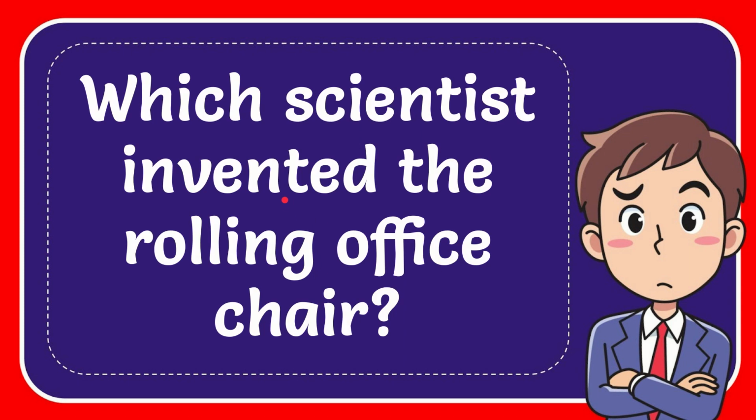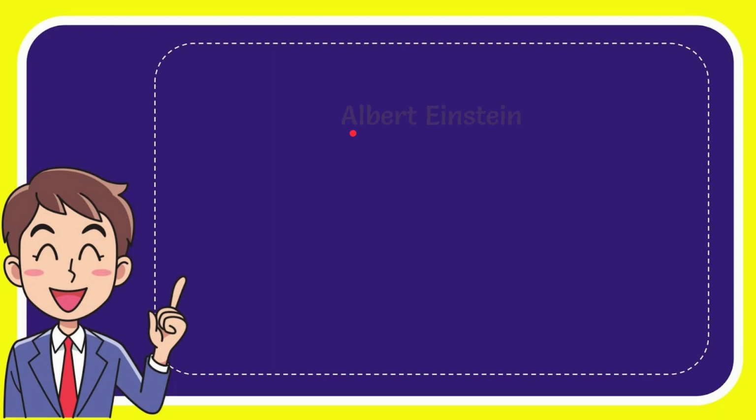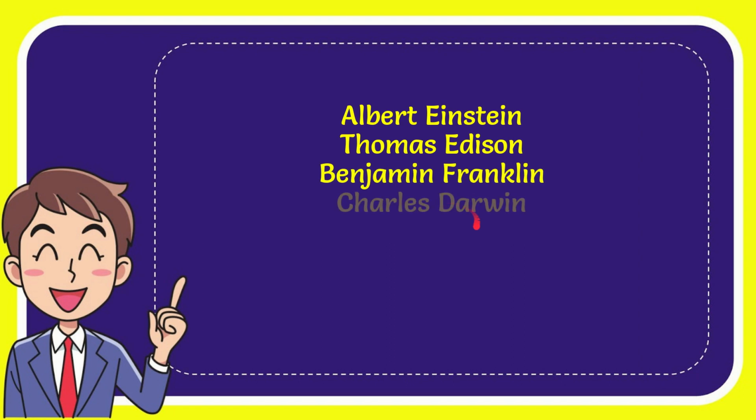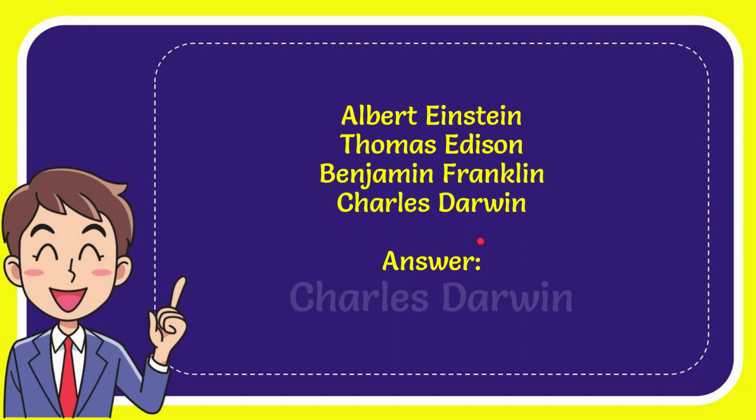In this video, I'm going to give you the answer for this question. The question is, which scientist invented the rolling chair? Well, I'll give you a list of the options. Here's the list of options: Albert Einstein, Thomas Edison, Benjamin Franklin, and the last option is Charles Darwin. And the correct answer for the question is Charles Darwin. That's the answer to the question.